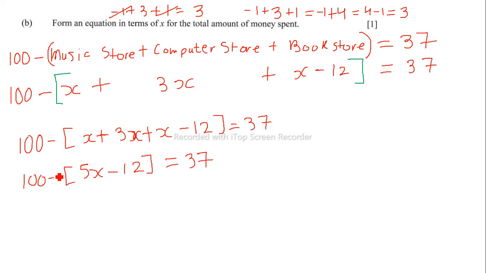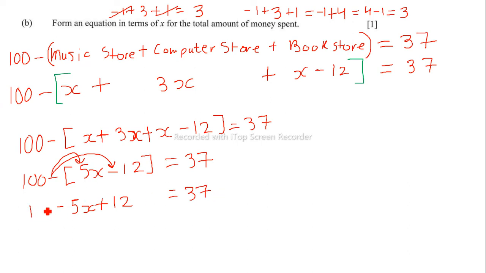Now, what we do here is we multiply the -1 by the 5x. So negative times 5x is going to be -5x. And negative times the -12 is going to be what? A negative times a negative is a positive. And it's going to be equal to 37.